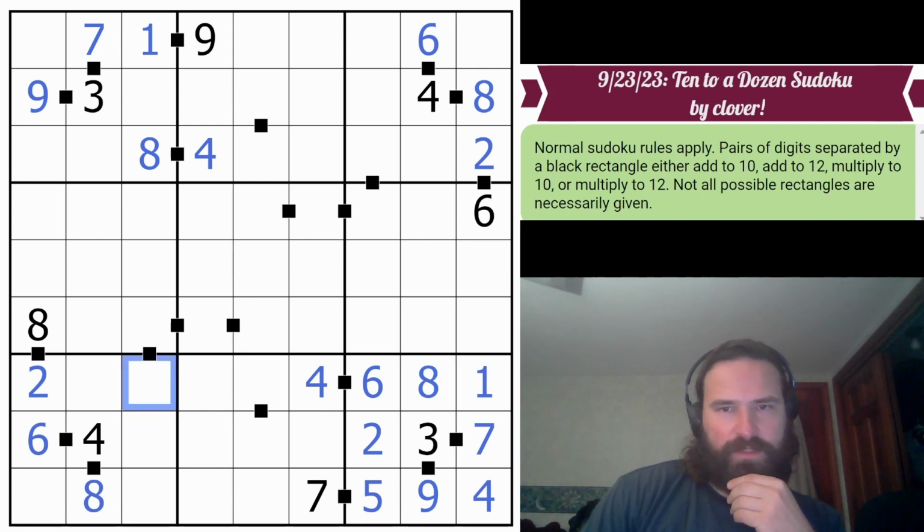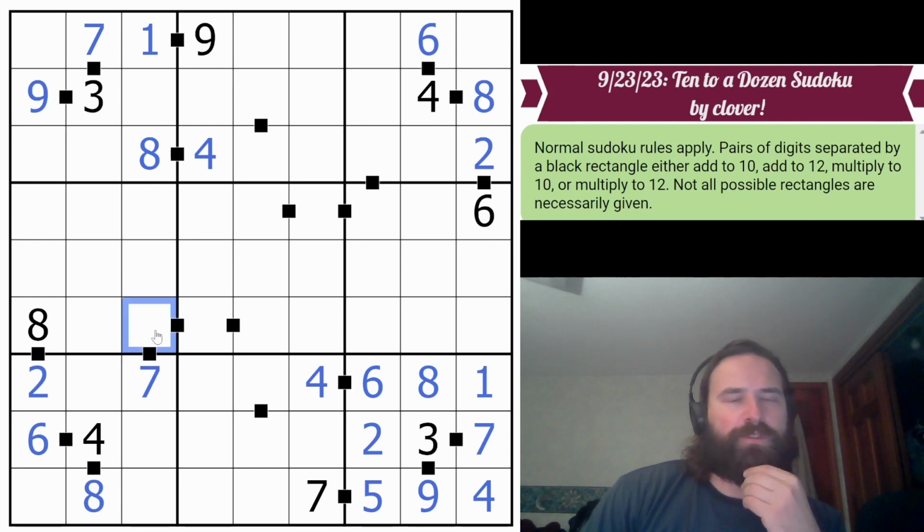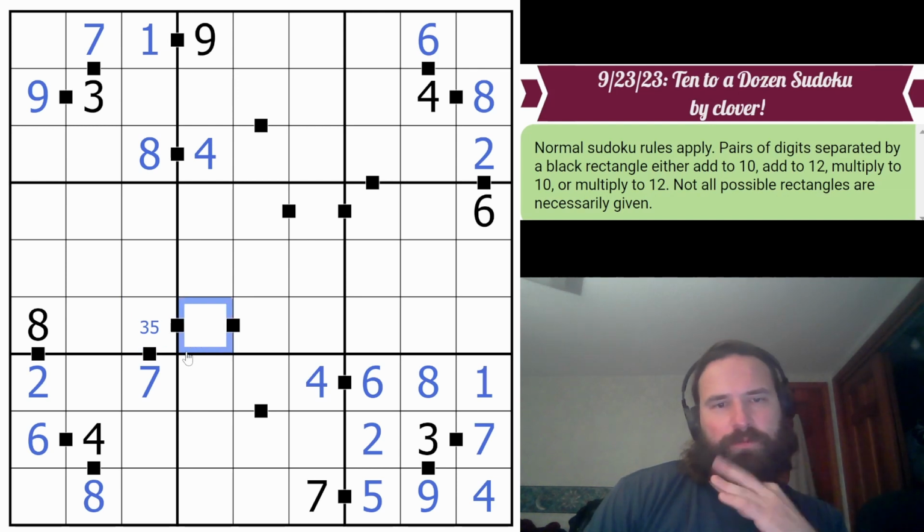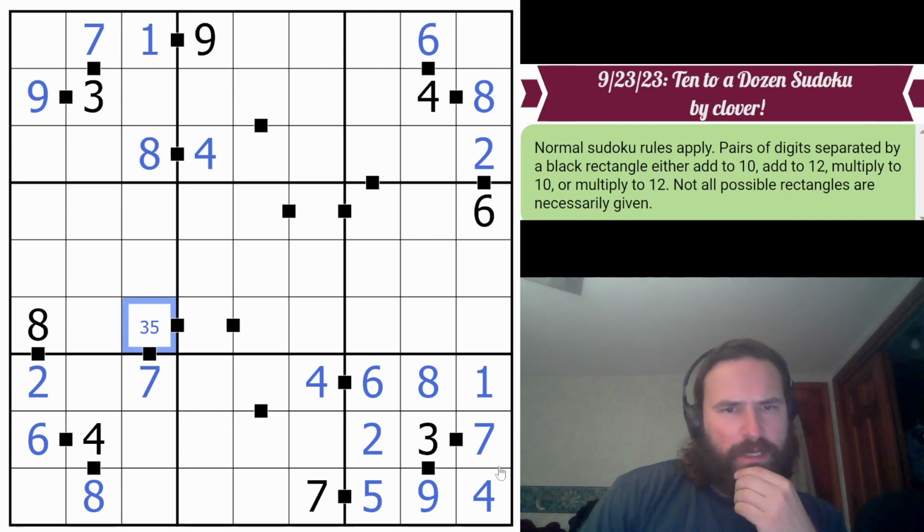That has to be a 7, which is going to put either a 3 or a 5 here, which isn't straightened out yet. 3 has a lot of options in this game, just because it multiplies to 12. I guess there's only 3. I don't know. There's a lot of things that could go in this box, so I'm not going to try to fill that out yet.